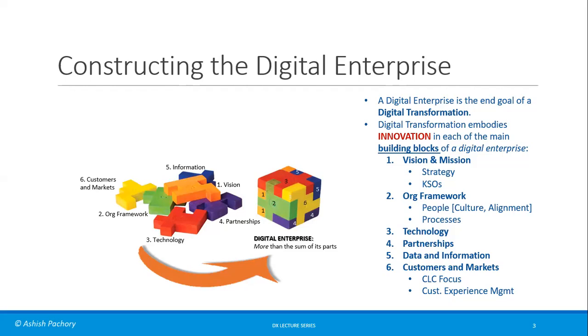The organization framework, just to recap and refresh your memory, consists of what is internal to the company, which is the people, its culture, the alignment between its functions, particularly between business and technology, and the processes. These are internal to an organization. The outside world does not see it. For example, if you're doing business with a company like Airbnb, you don't see their culture or how much alignment they have or what their internal processes are. All you see is the user interface or the customer experience aspect of it. Then technology, of course, partnerships, data and information, customers and markets.